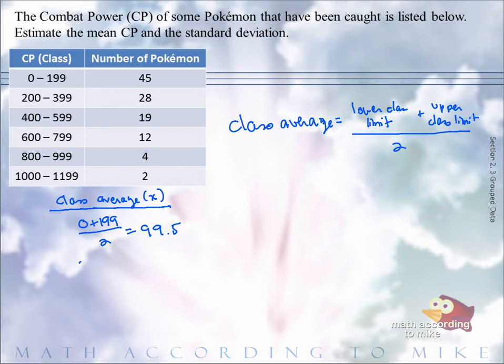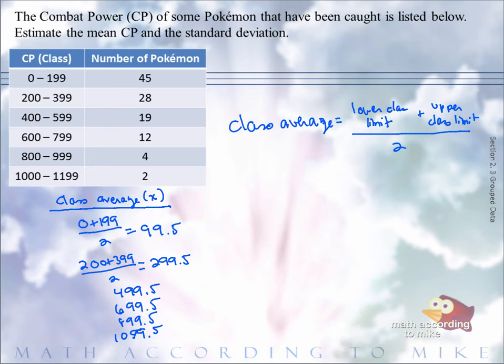So the second one would be 200 plus 399 over 2. Gives us 299.5. If we continued with that, we would get 499.5, 699.5, 899.5, and 1099.5. I made it. Oh, I put a decimal too soon. Now you don't see. That's good.